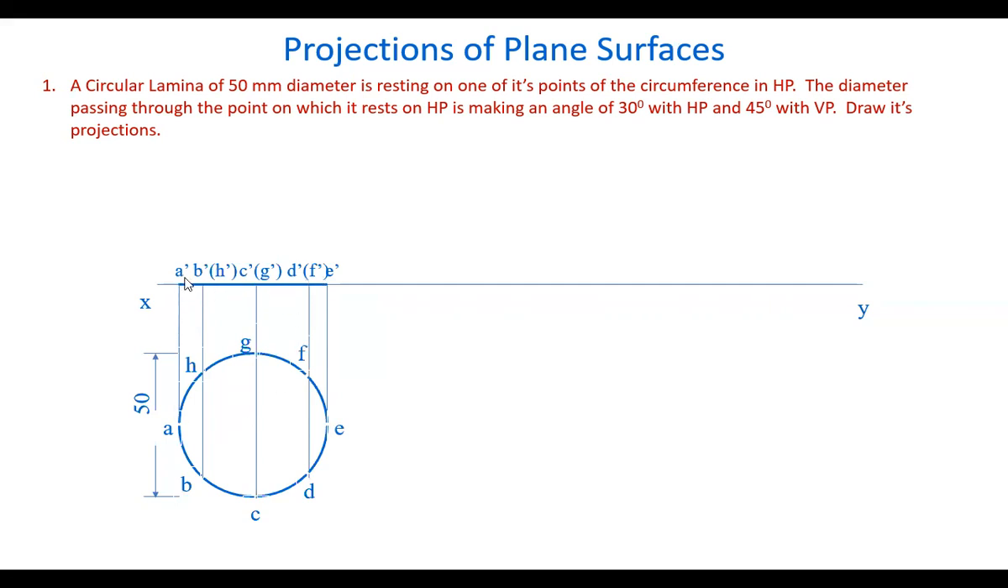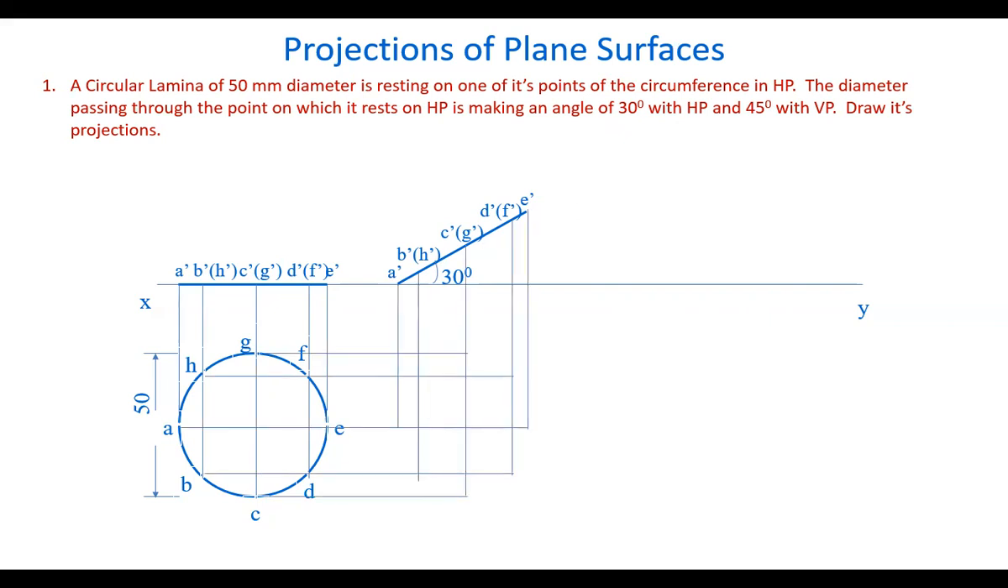Now let's take this surface AE, this entire surface, which is appearing like a line, is taken at a 30 degrees angle to HP. So that means the AE or this entire surface is making 30 degrees angle to HP, or even this AE diameter line, which is parallel to VP, is appearing here at a 30 degrees angle. That means this diameter line is taken at a 30 degrees angle to HP. Now let's draw its projections.